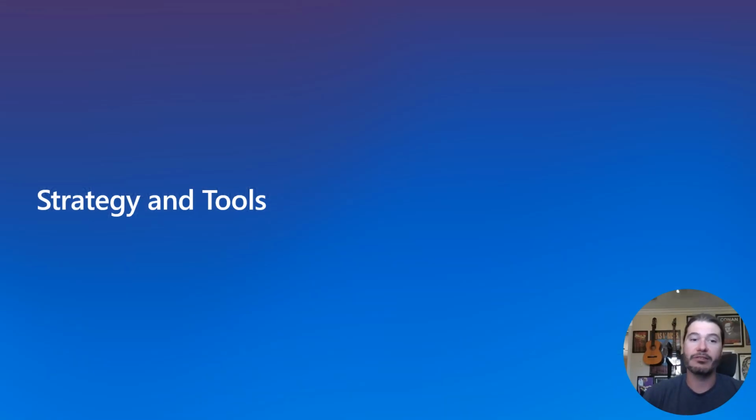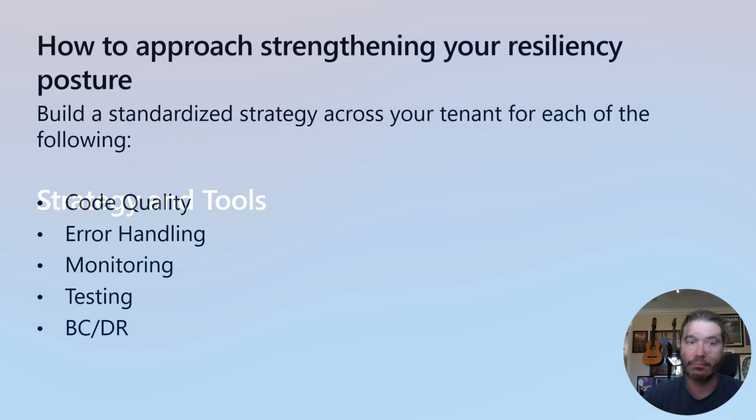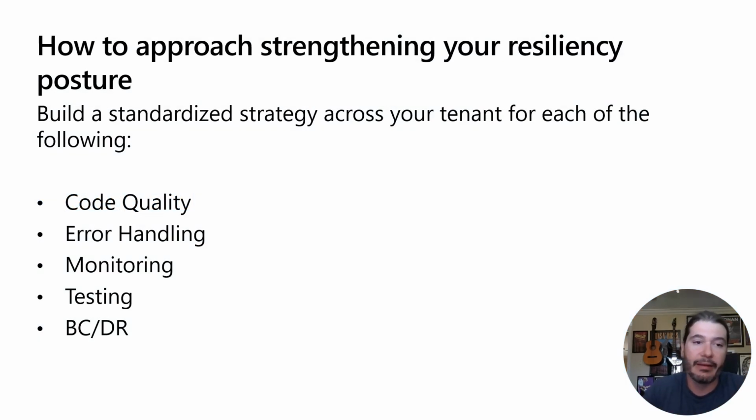All right, let's talk strategy and tools. So you've got the plan, and you're starting to incrementally add resiliency into your workloads. Here are 5 things I think could help start that discussion. We can make those little incremental improvements using code quality, with error handling, adding monitoring and testing, and then planning for your BCDR strategy.